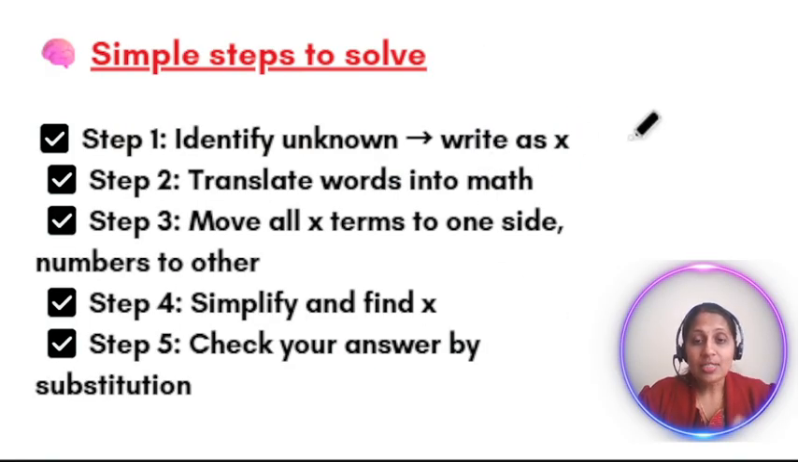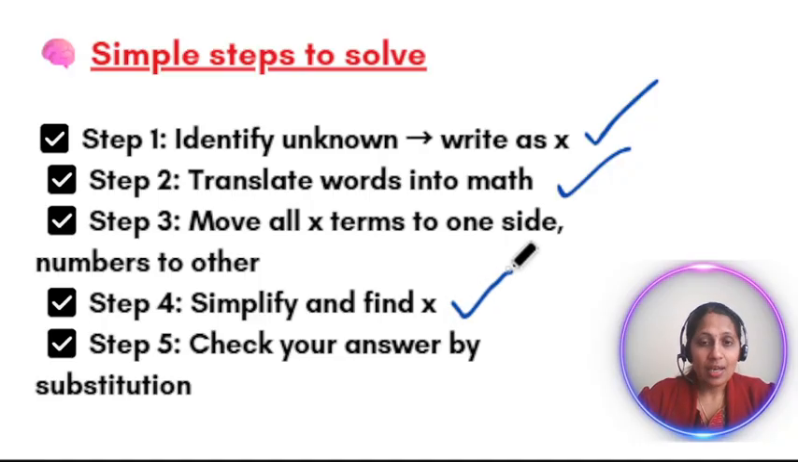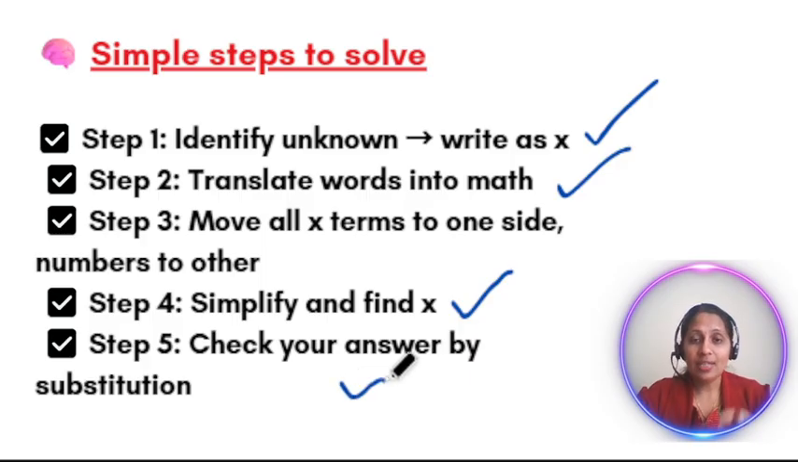The first step is to identify your unknown in the question and make it x. Next, whatever the statement is, convert it into a mathematical statement. Step number 2. Third step, move all the unknowns, the x terms, to the left hand side and move all the knowns and the constants to the right hand side. Step number 4, simplify and find your value of x. And finally, check your answer by substituting this value into the equation again. I hope you're clear, right? Note down these steps so that you follow them every time.